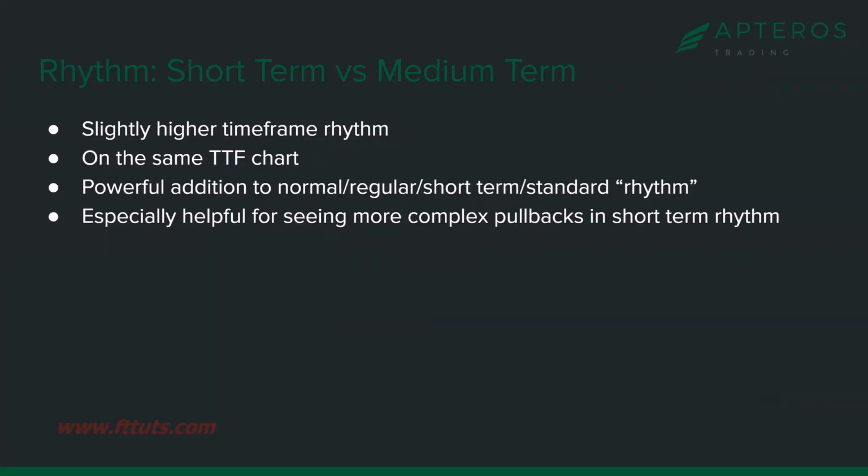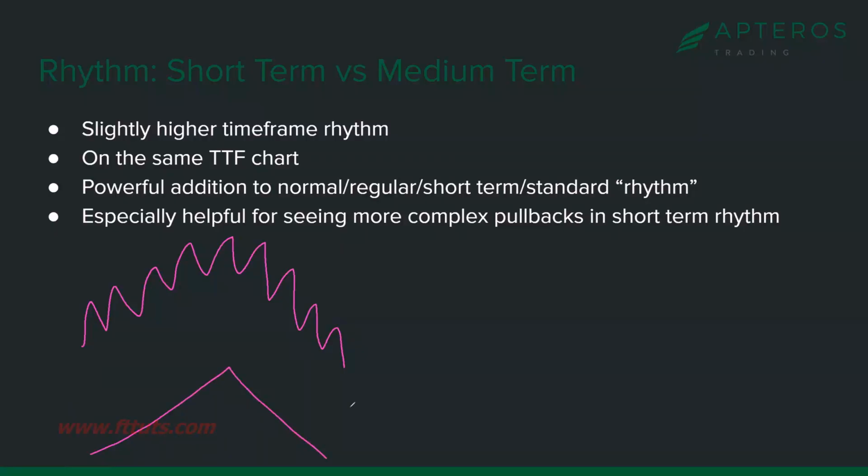Rhythm, short-term versus medium-term. Remember, on that chart we were looking at, you could see both, right? You have a short-term rhythm, and you have a medium-term rhythm. This has one up leg and one down leg on the medium-term rhythm, and it has 1, 2, 3, 4, 5, 6, 7, 8, 9, 9 or 10 up legs and down legs on the shorter-term rhythm. You can see both on the same chart.